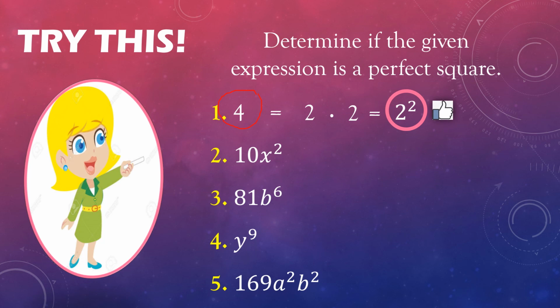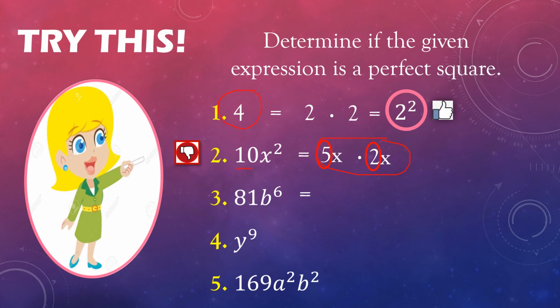Number 2, 10x squared. How are we going to factor this out? So what are the factors of the numerical coefficient 10? Correct. You can use 5x times 2x. Can we write it down as in the expression of the power of 2? No. So this item in number 2 is not a perfect square.